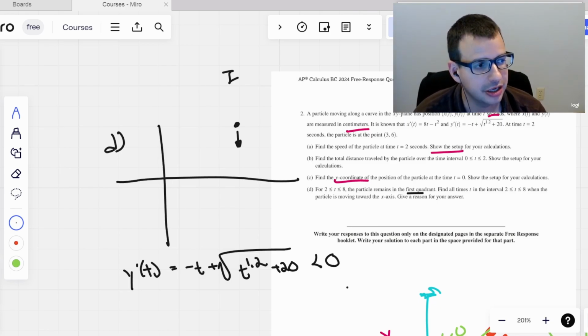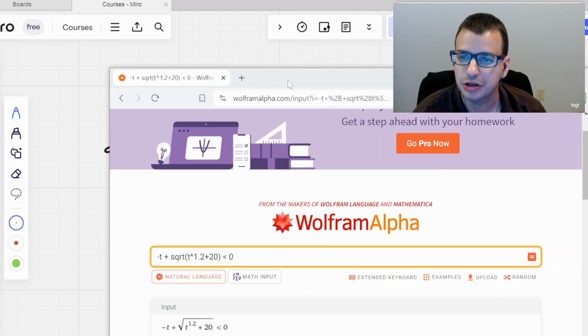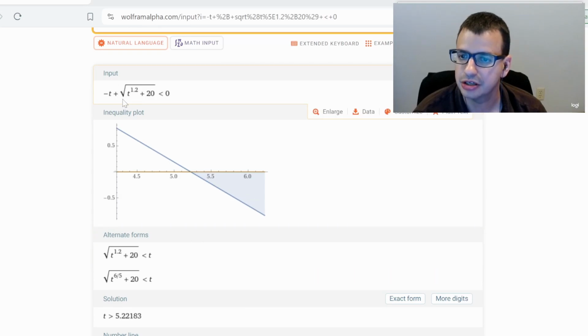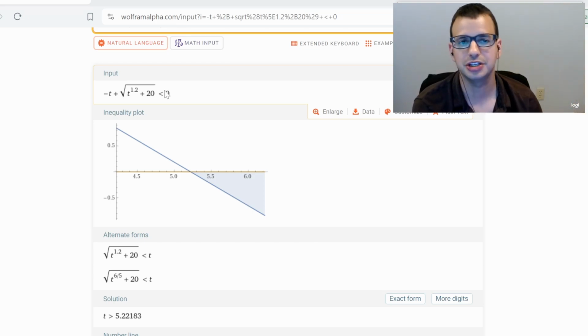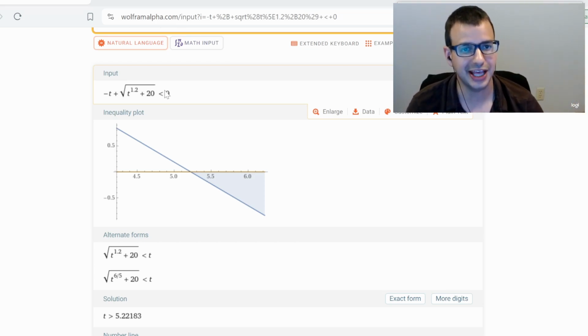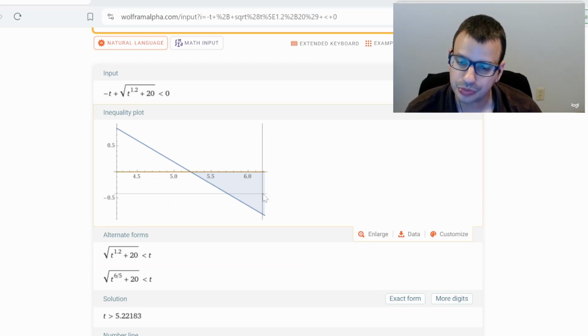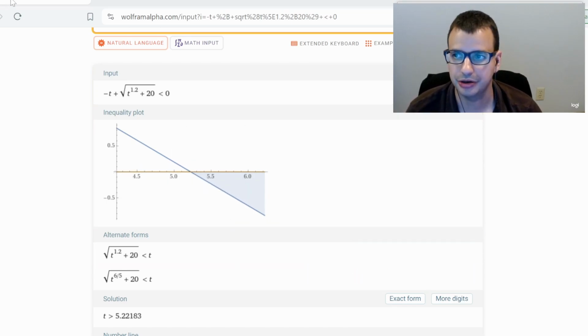So what that looks like then, okay, it's going to look something kind of like this. So we know that negative t blah blah blah less than 0 means it's moving downward. In the first quadrant that's towards the x-axis. So that means that t is going to be within this region right here.